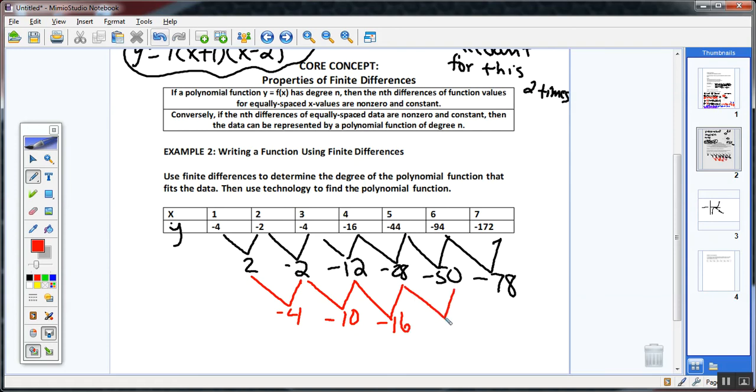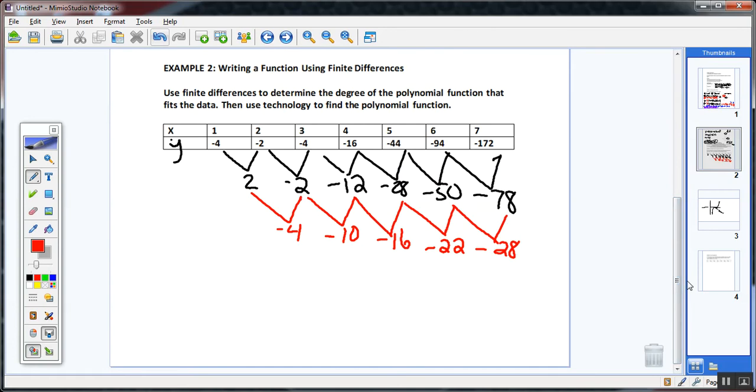-50 minus -28 is -22. -78 minus -50 is -28. How many times have I looked at differences, kids? How many rows of differences? We've looked at 2. In that second row, are they exactly the same? No. So what we do is we say, okay, let's do it for a third time.